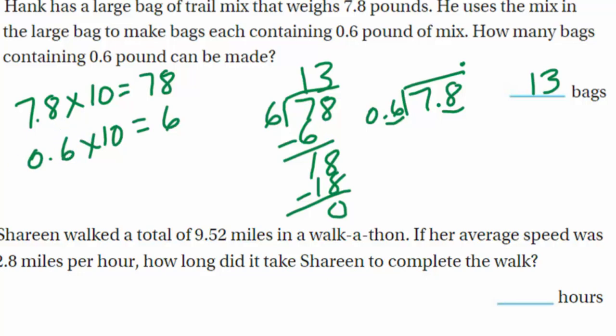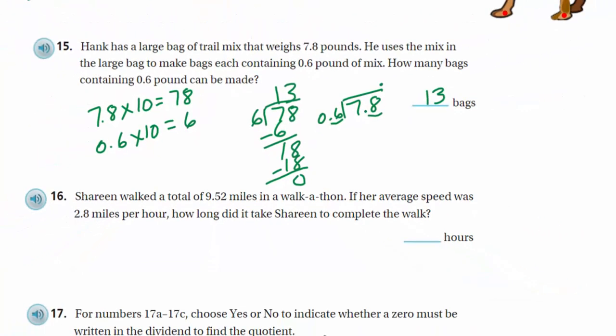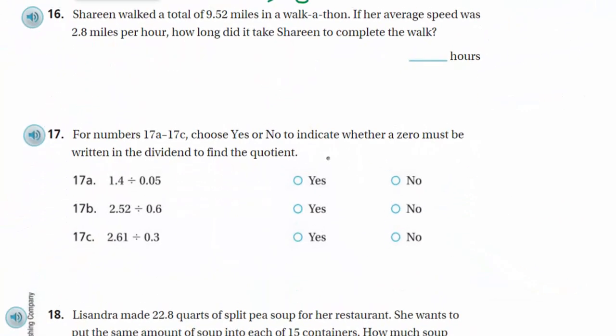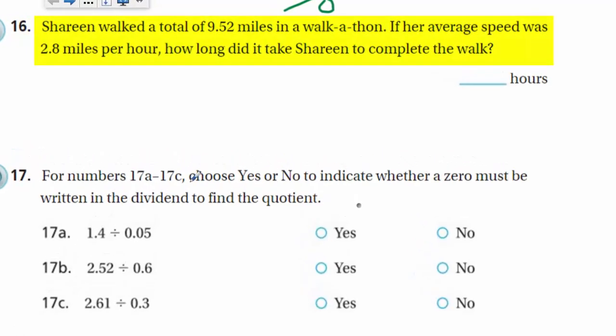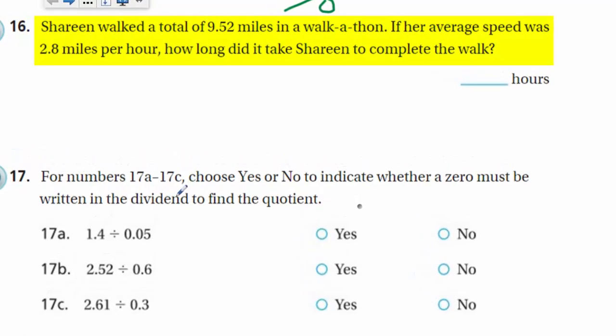Okay, let's go down. Now we have Shireen walked a total of 9.52 miles in a walkathon. Wow, that's quite a few miles. If her average speed was 2.8 miles per hour, how long did it take Shireen to complete the walk?